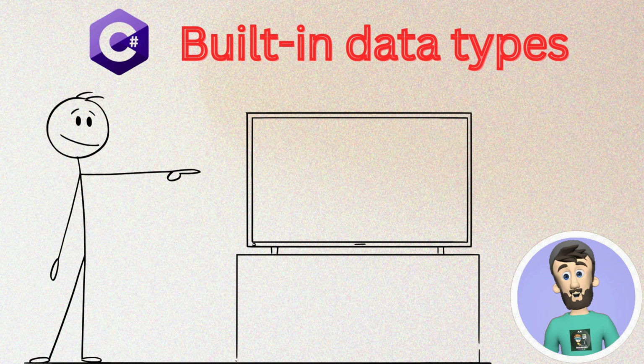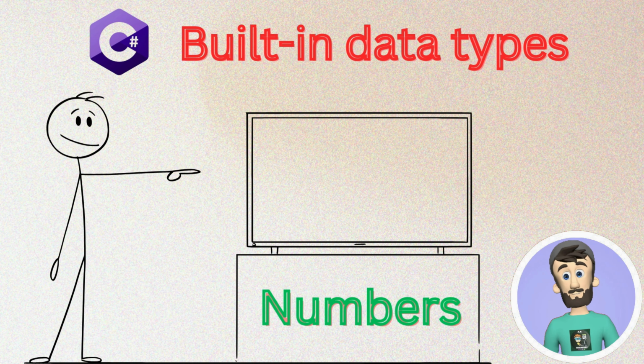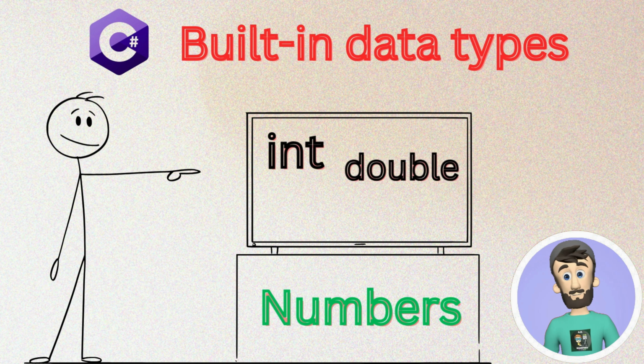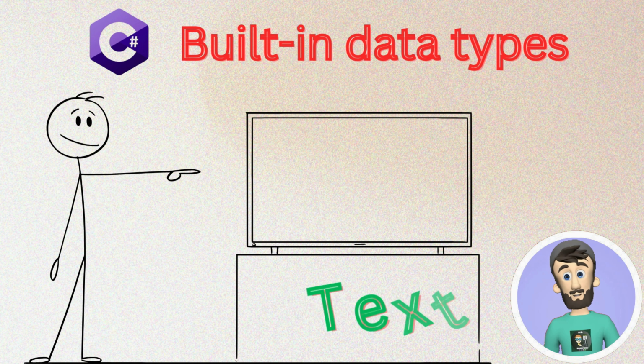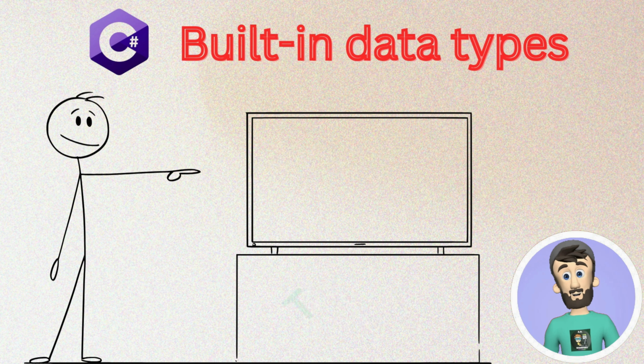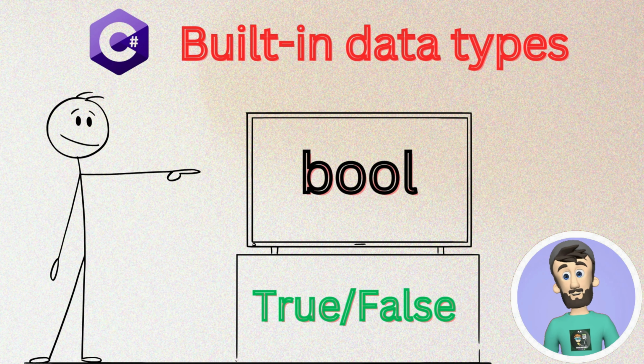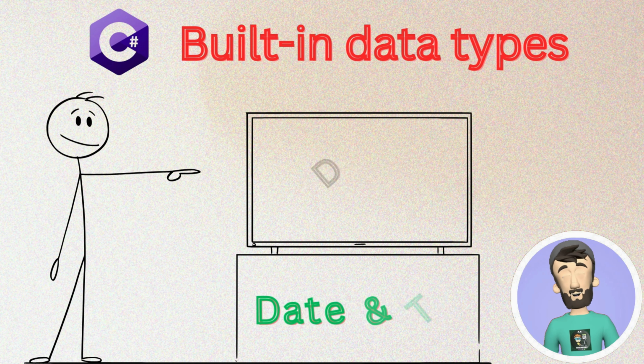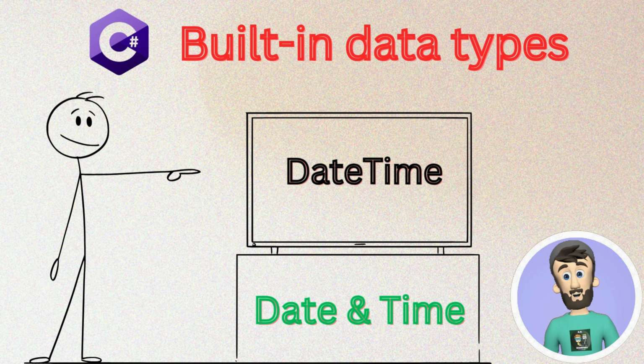C# comes with many built-in data types. Here's a quick overview. Numbers: int for whole numbers, double for decimals, decimal for precise financial calculations. Text: string for words and sentences, char for single characters. True/false: bool, used for decisions. Date and time: DateTime, perfect for calendars and timers.